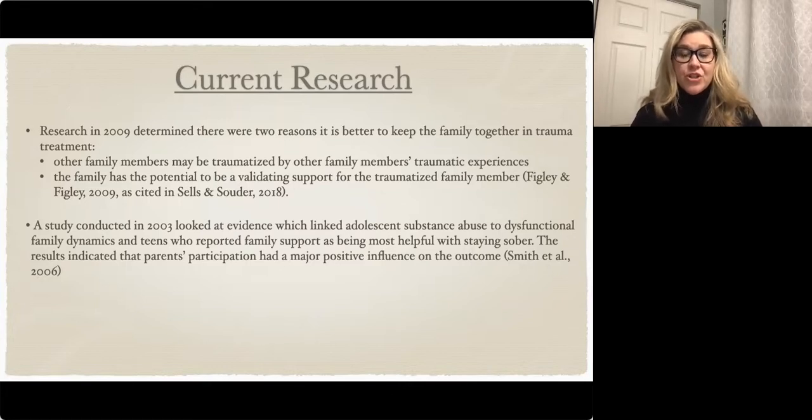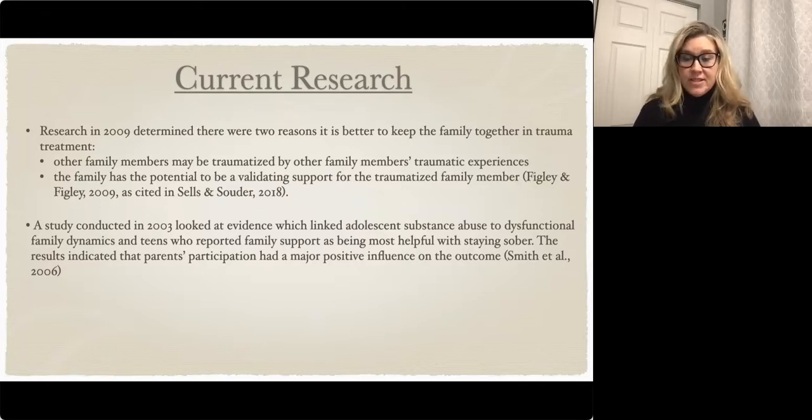Some of the research for this theory was a study that was done in 2009. It determined there were 2 reasons that it's better to keep the family together through trauma treatment. The first is that other family members may be traumatized by other family members' traumatic experiences. And also, the family has the potential to be a validating support for the traumatized family member.